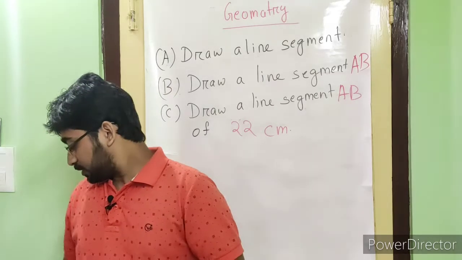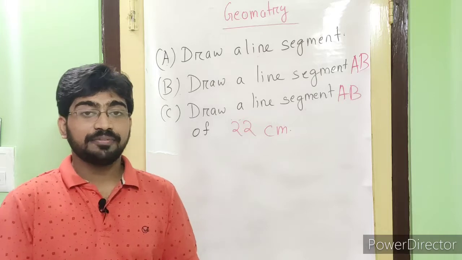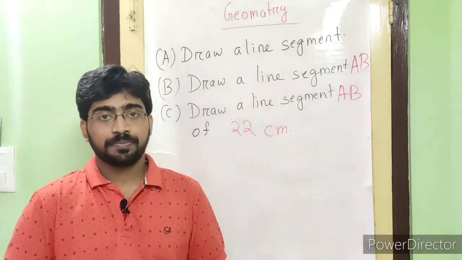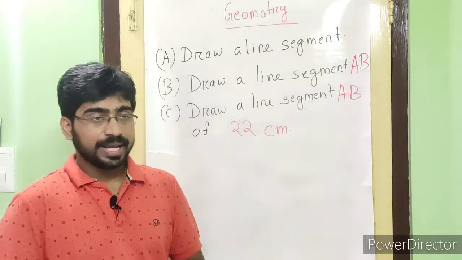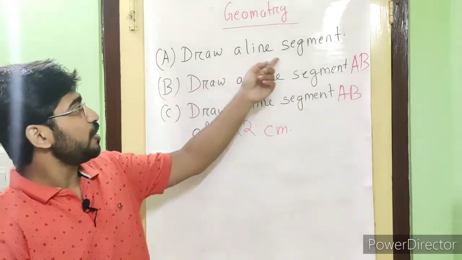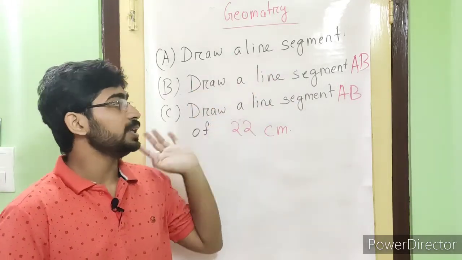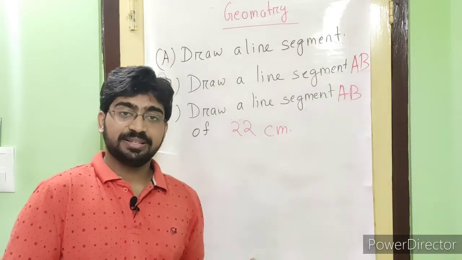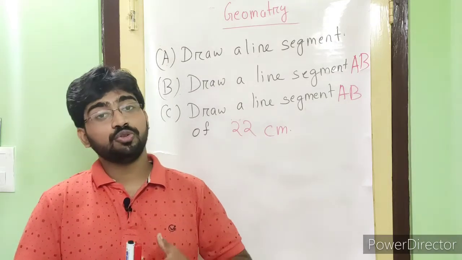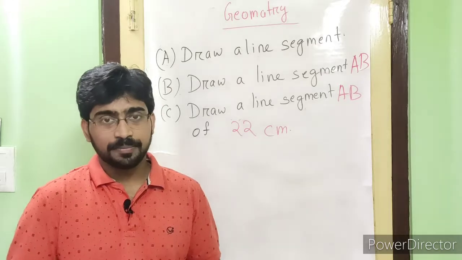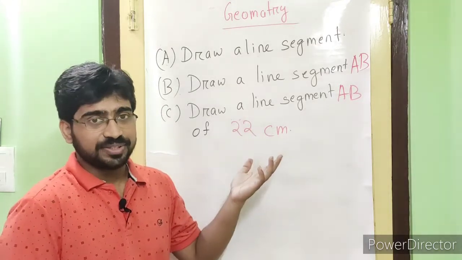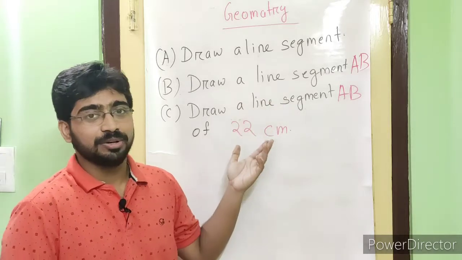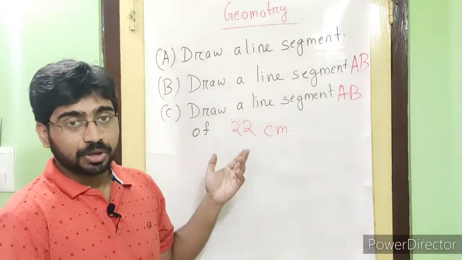So my first question is, what are the differences between these 3 questions? Basically these 3 questions are the same. In each case you can see: draw a line segment, draw a line segment, draw a line segment. That means in each question we need to draw line segments. Simple. Now what are the differences between these 3 questions?